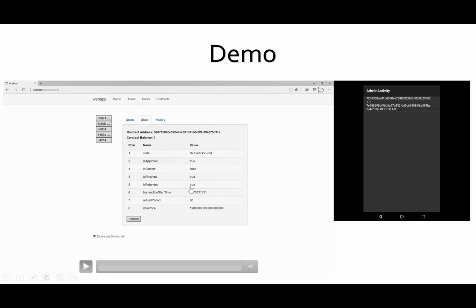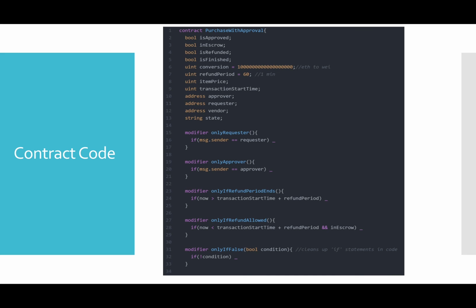Transaction's finished. It was refunded. It was approved at one point. This is how much the item costs, and so forth. Now let's have a look at the code of the contract I was using for that sample app.